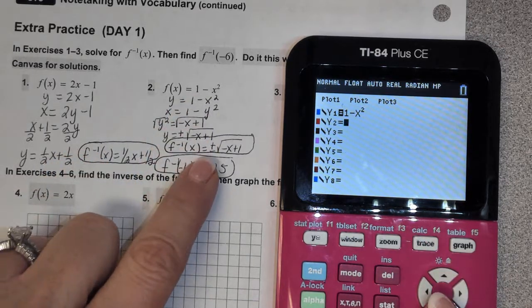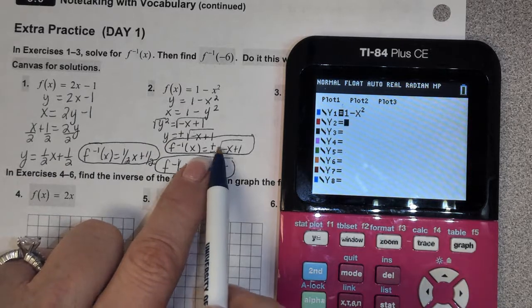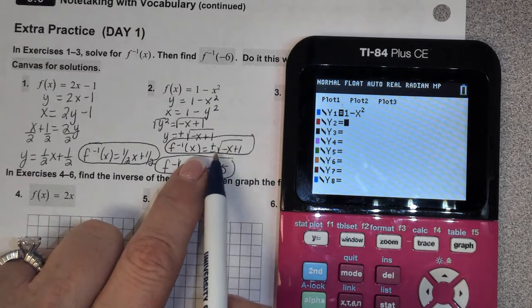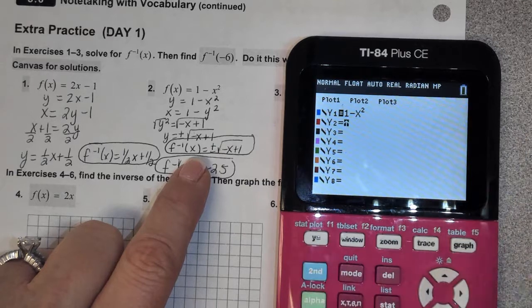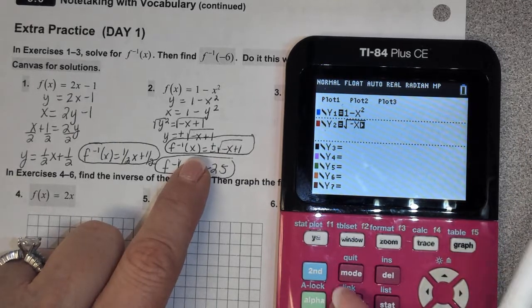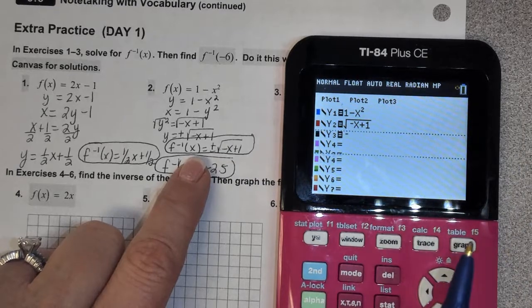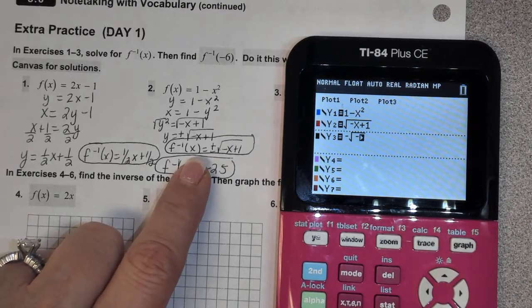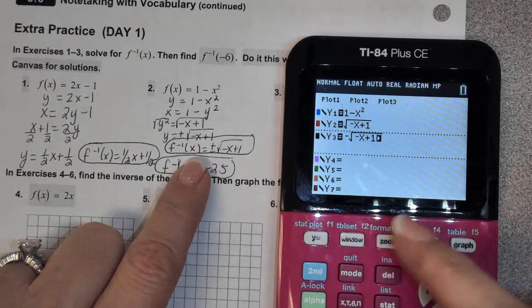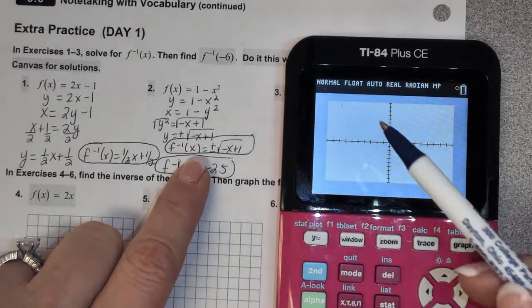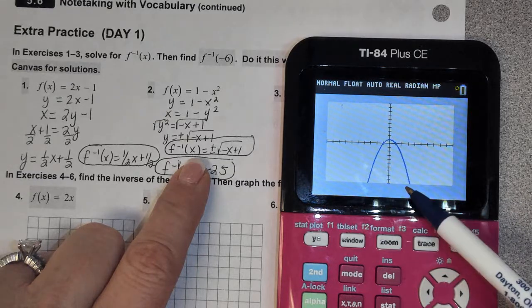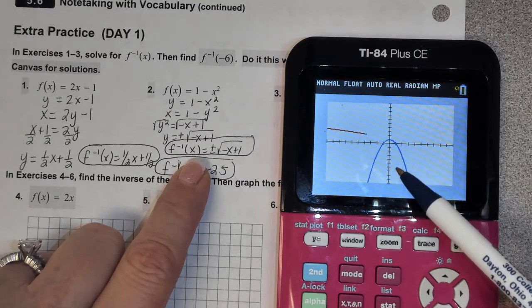Okay, now I'm going to put in my inverse function. Now this is actually two parts to it. So I have to put in the square root of negative x plus 1, and I have to put in negative the square root of negative x plus 1. So watch. Here's the original function. Here is the inverse.